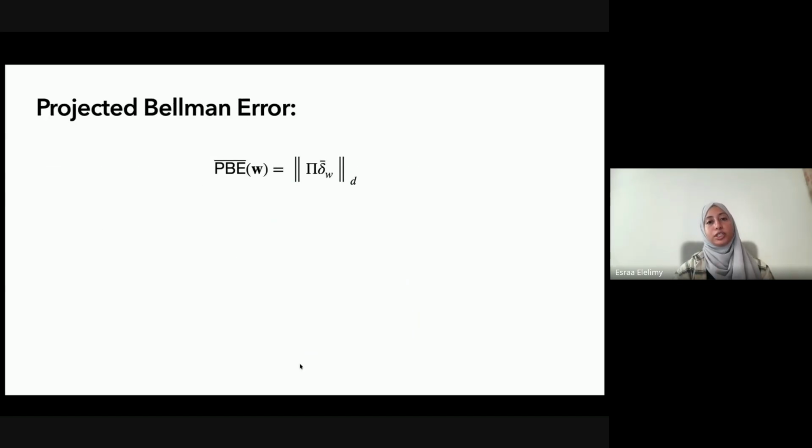So this is the projected Bellman error. We took this error vector, projected it back to the space that we can represent, and then we get a weighted norm for that vector. This seems like a nice objective function, because now that we're constrained to the space of functions that we can represent, maybe we're able to find some good solutions.